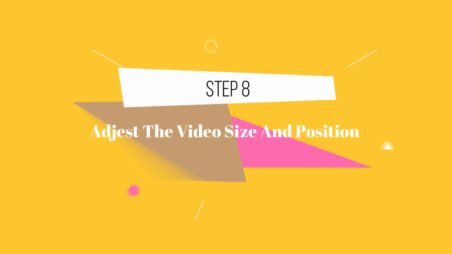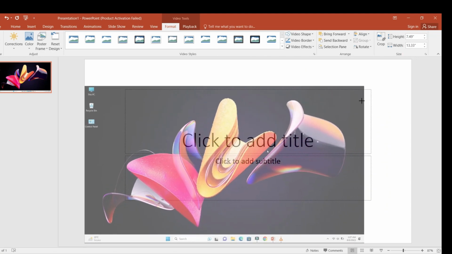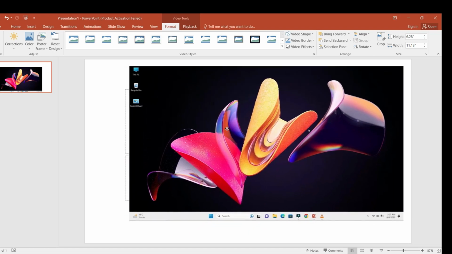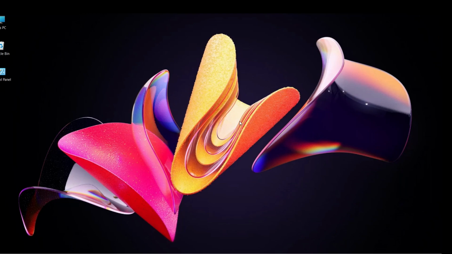Step 8. Adjust the video size and position. Once the video is added to the slide, you can resize and reposition it by clicking and dragging the corners or edges of the video frame. You can also move it to any location on the slide by clicking and dragging it. Now you have learned how to add video in PowerPoint.